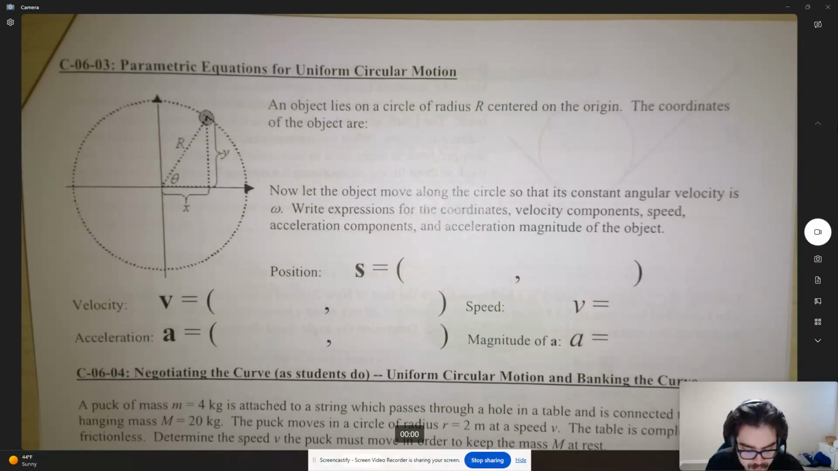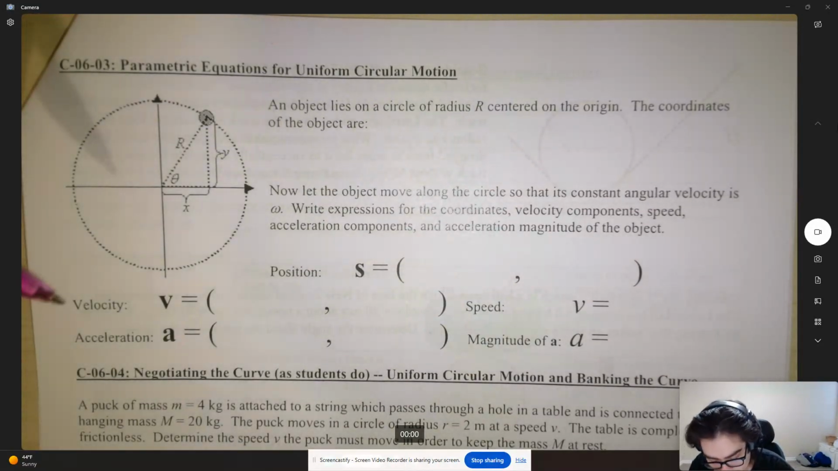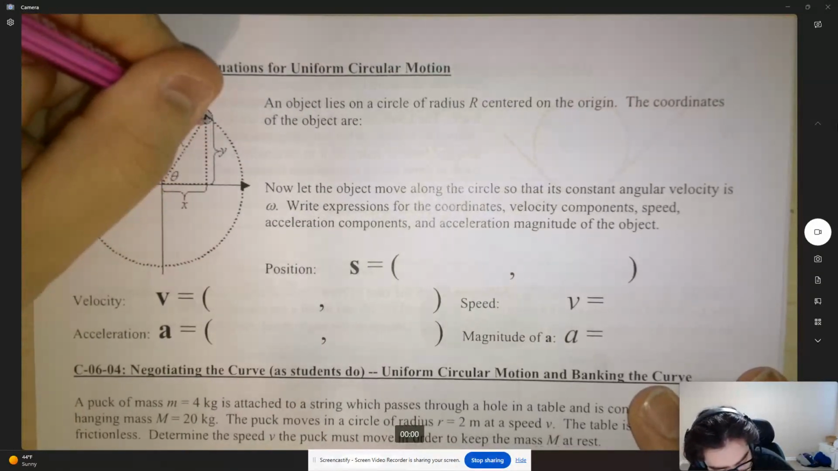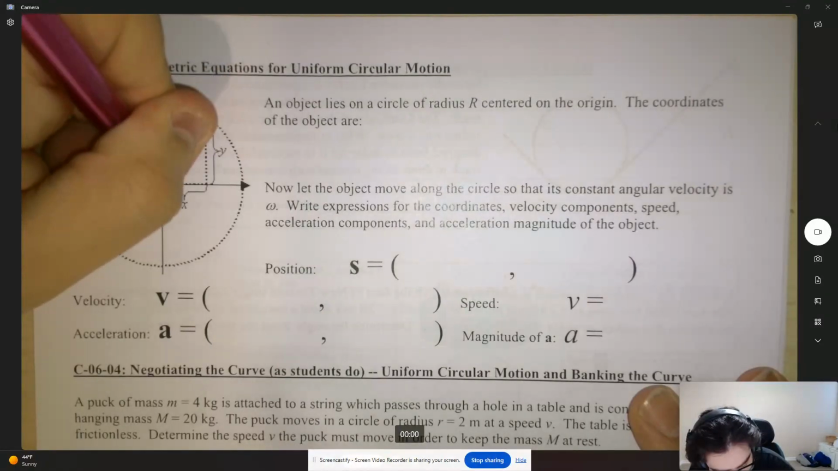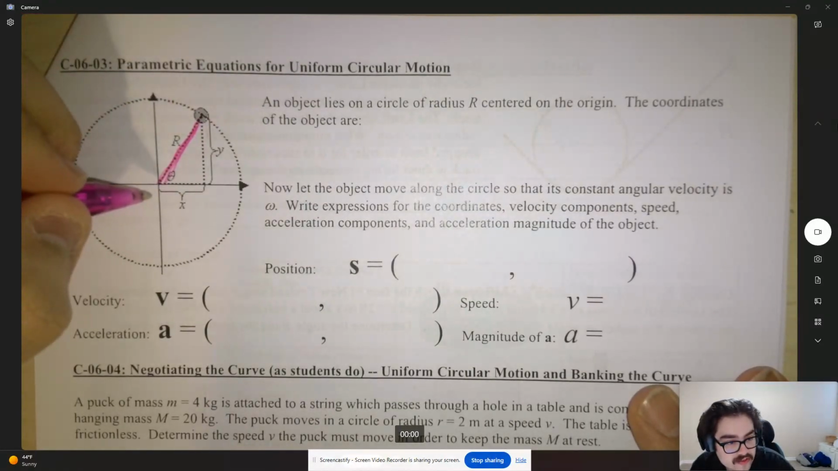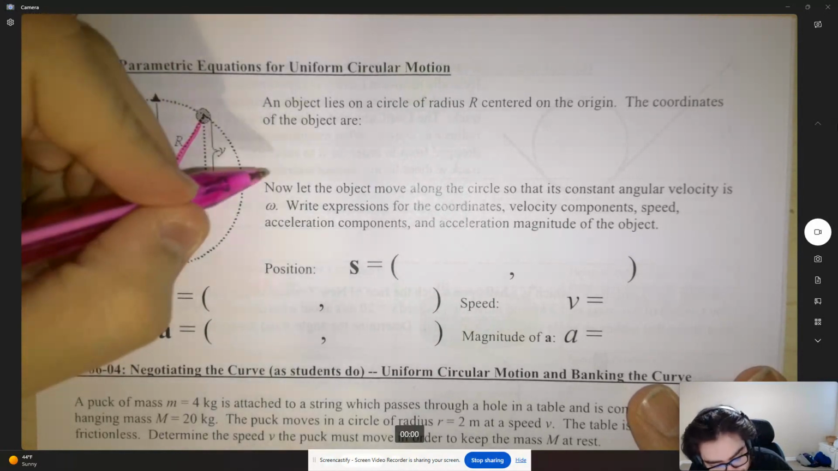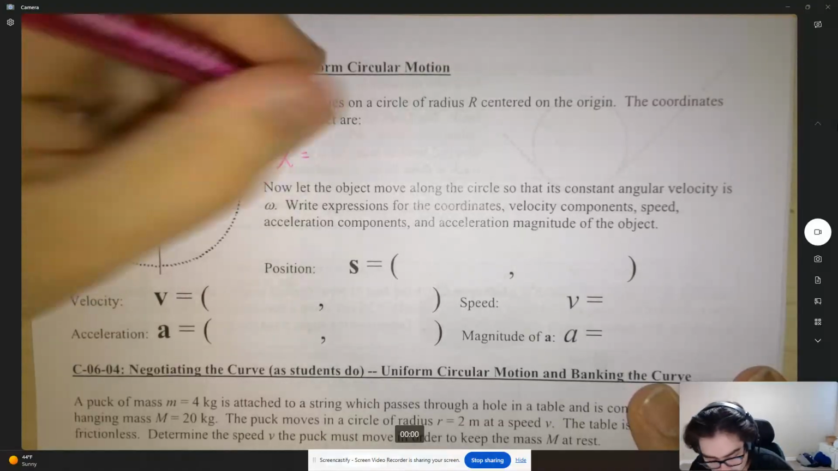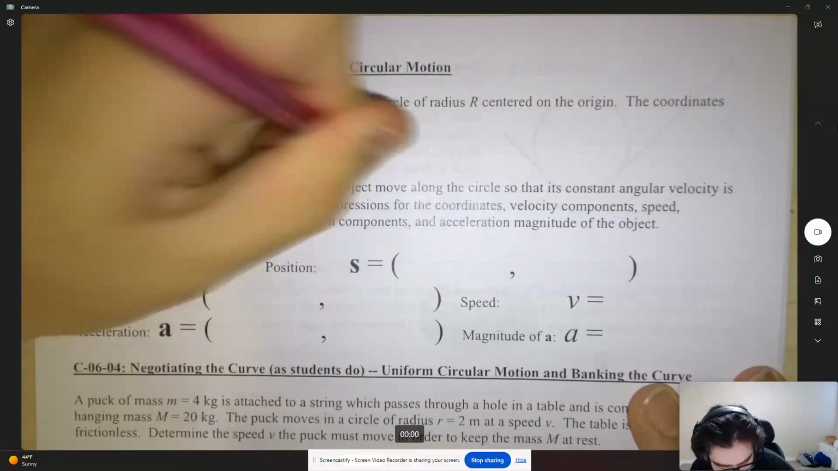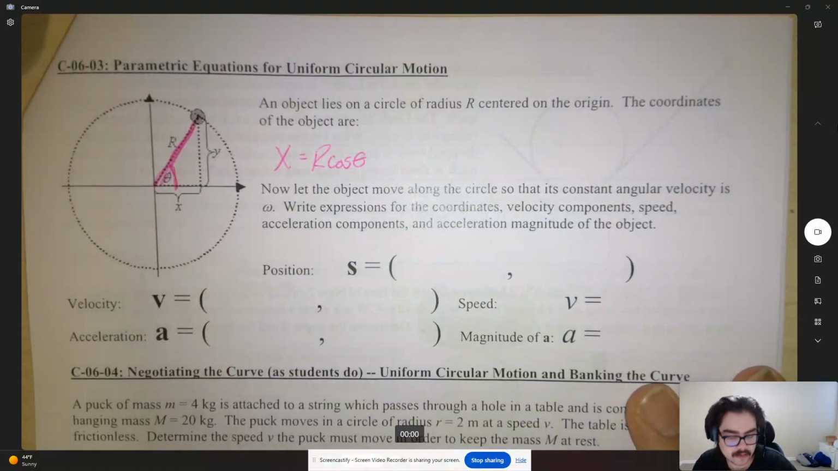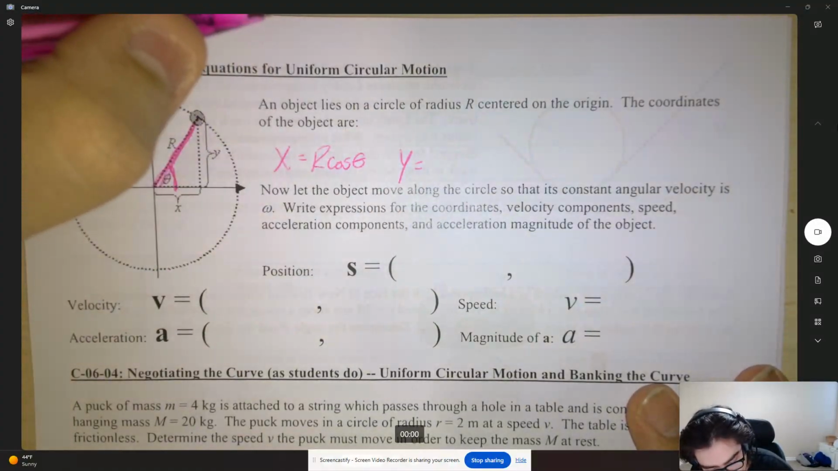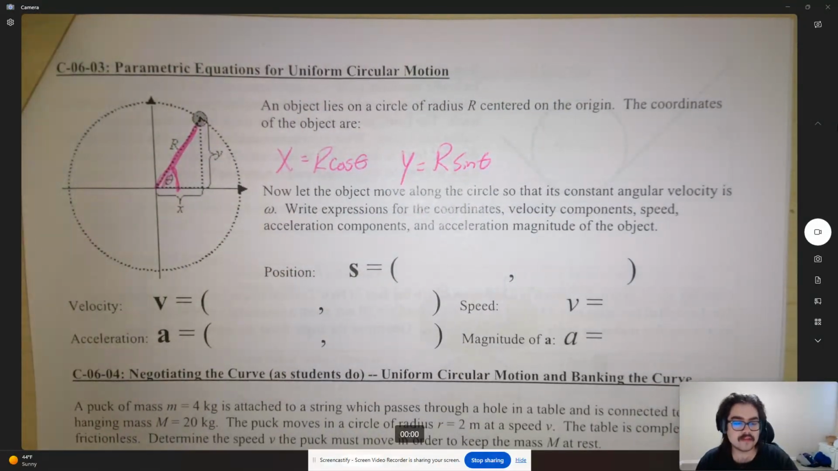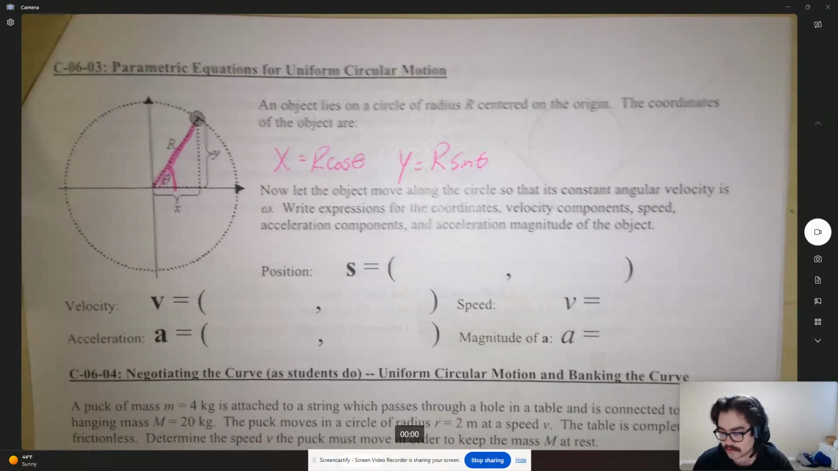Let's suppose you have an object that lies on a circle of radius r centered at the origin. We can describe the coordinates of the object. If we know the radius here, which you can notice is the hypotenuse of the x and the y components, then we can describe the coordinates with the x coordinate being r cosine theta, because our cosine is right here, and y is equal to r sine theta. So that's pretty straightforward, nothing too crazy there.